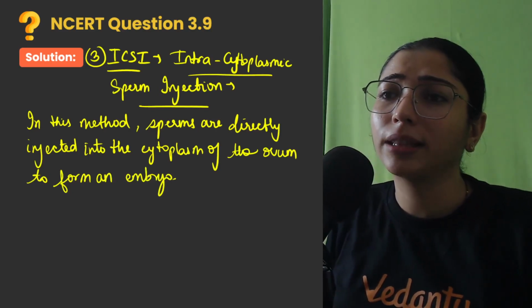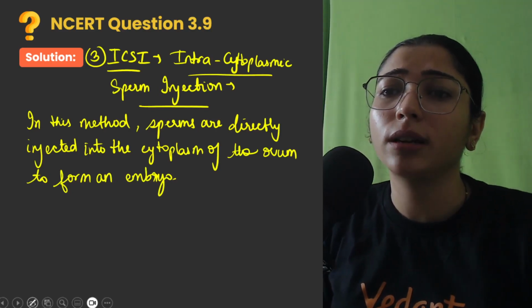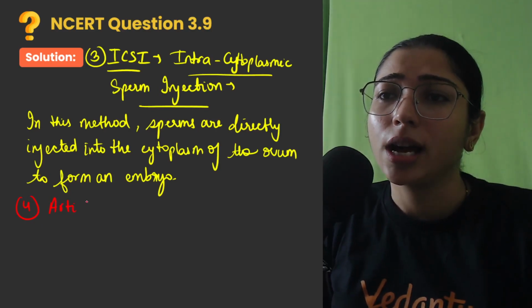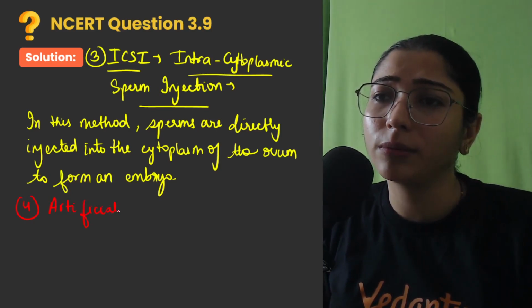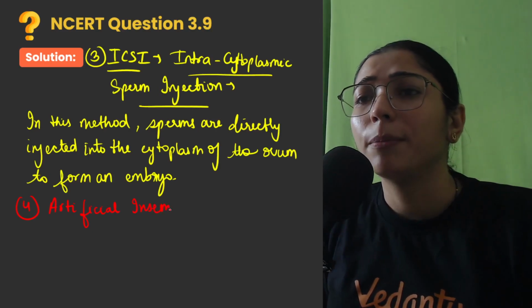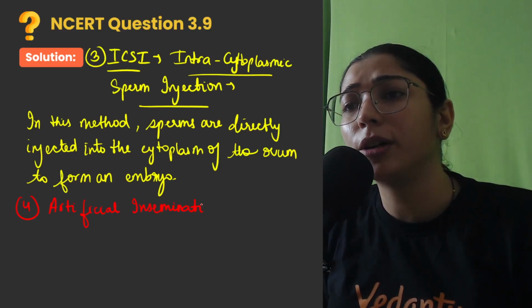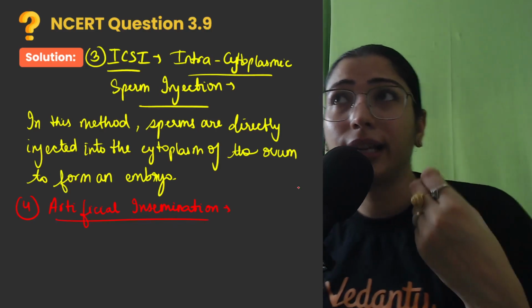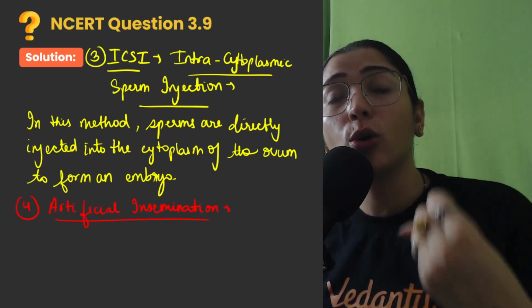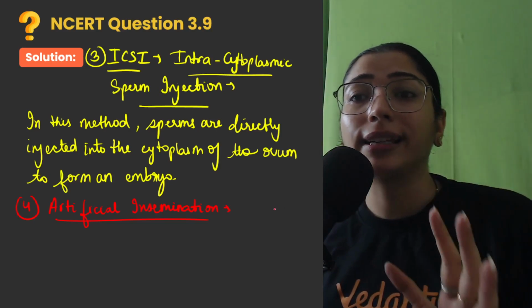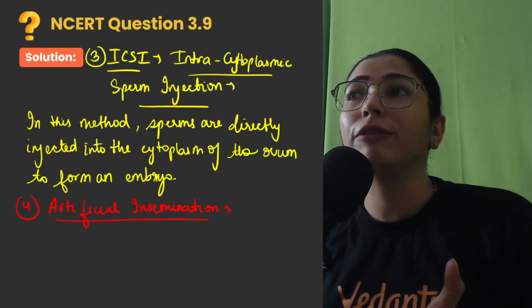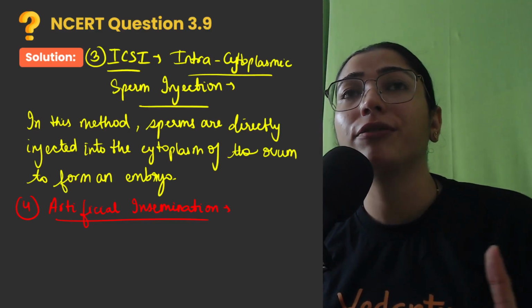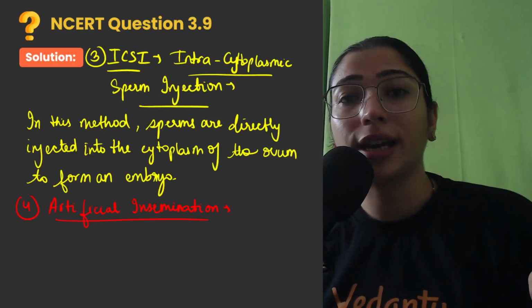And the last method, children, which we can suggest to the infertile couples could be artificial insemination. Artificial insemination is one method in which the male or the husband is not able to basically ejaculate or if the male is producing low number of sperm count, so in that case the sperms can be collected from the husband or a suitable donor, and they can be directly transferred to the uterus or vagina of the female.